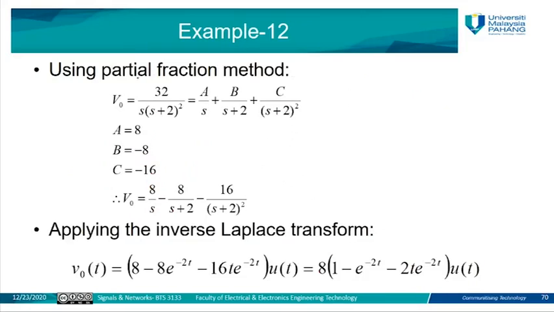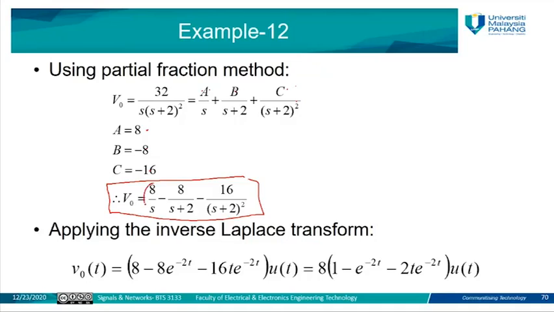So this is using partial fraction. You just apply partial fraction as we learned before: A over S, B over S plus 2, C over S plus 2 squared. We are going to calculate the values of A, B, C. So A is 8, B is equal to -8, C is equal to -16. So we got this formula for the output voltage, and this expression is easy to convert into the time domain from the table.